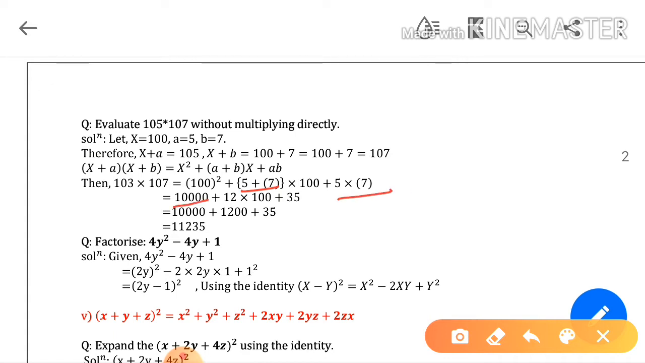100 square equals 10,000. 5 plus 7 is 12, 12 into 100 is 1200. 5 into 7 is 35. We plug in the values and calculate. The final value is 10,000 plus 1200 plus 35, that is 11,235.